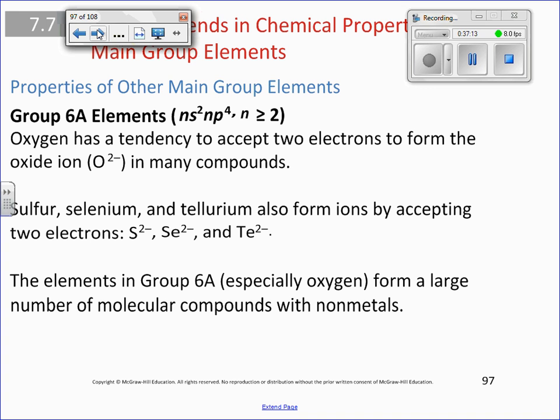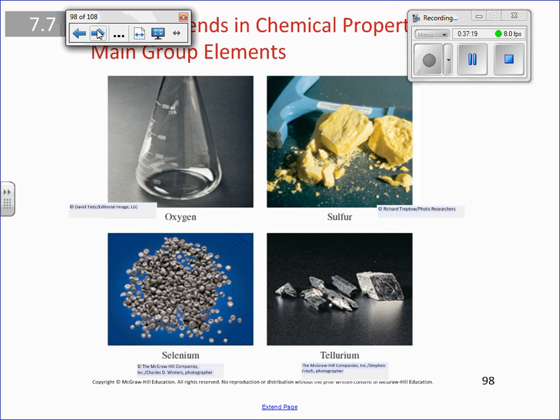There we go. There's a flask. Presumably there's oxygen in there, but I couldn't tell you because it's colorless, tasteless, and odorless, so it may be completely empty. Sulfur is a yellow powder.